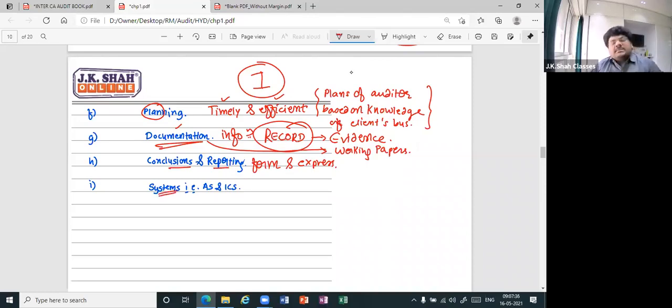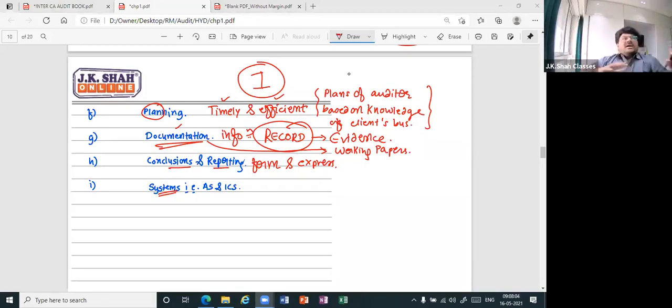Systems are how many? Two. AS and ICS. Systems made by management, checked by auditor. Whether the systems are there or not, whether they are working or not, whether they are in effect or not, whether they are continuous or not. So everything done by management is checked by audit. So my simple question to you: can I say the auditor will check the systems?